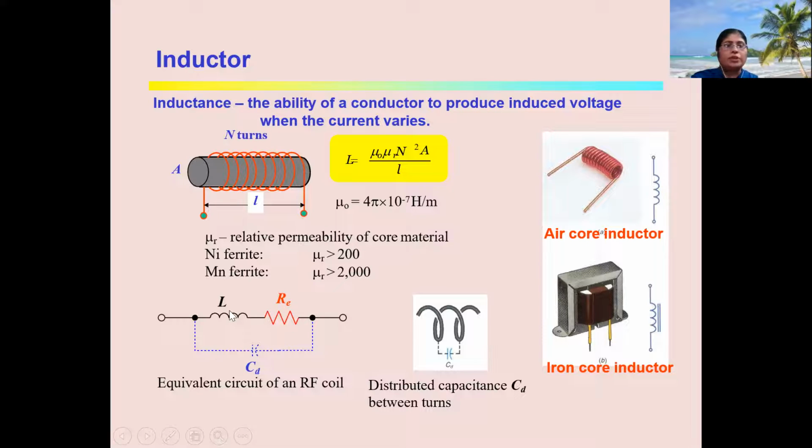This is the equivalent diagram where the inductor is connected in series with a resistance. Some resistance is present in the inductor. A stray capacitance or distributed capacitance also appears between the two turns, as shown in this diagram. This is one conductor, this is another conductor, and air is present between these two. So this shows a distributed or stray capacitance. It comes into the picture although it is not connected. This is the symbol of the air core inductor, and this is the symbol of the iron core inductor.